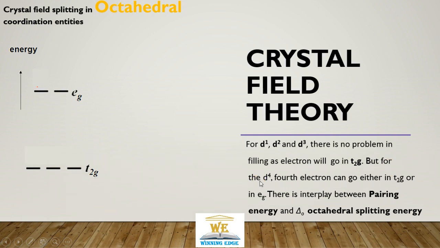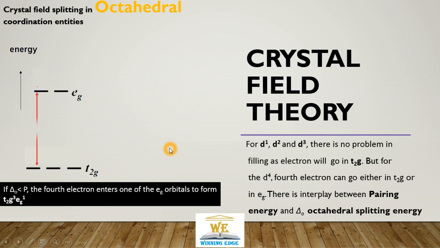But for d4, the fourth electron either has to occupy the T2g level or the Eg level. So in which side the electron will go depends on two factors, known as pairing energy and octahedral splitting. This is the octahedral field strength. The higher the gap, the larger will be the octahedral energy.